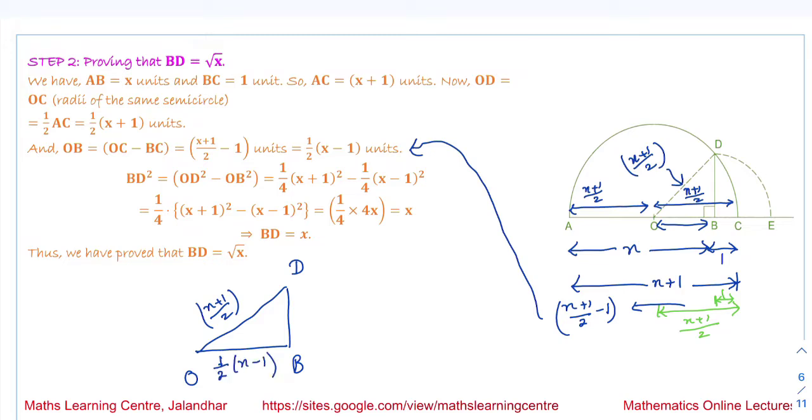To calculate BD, we have to do square root of OD square minus OB square. And when you make these calculations and solve these values, you will get that the value of BD is square root of X. So we have proved that this length BD is square root X.